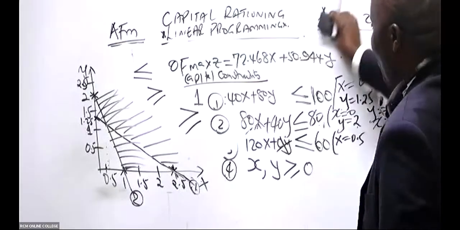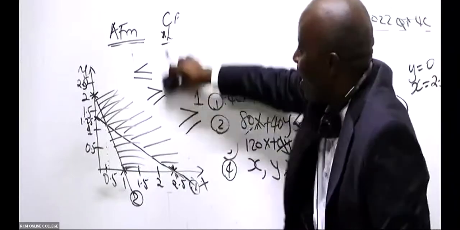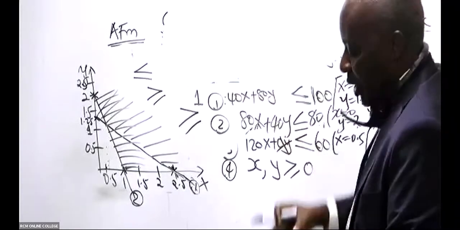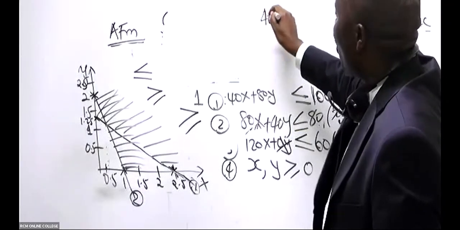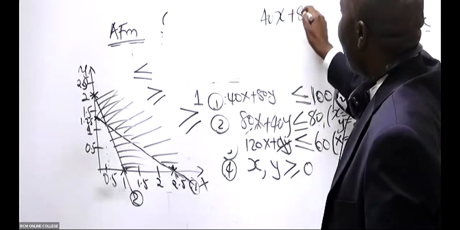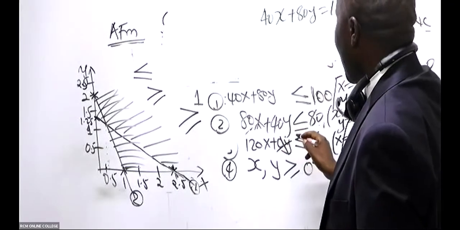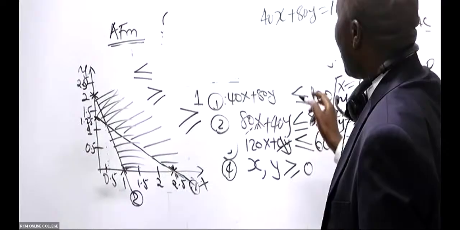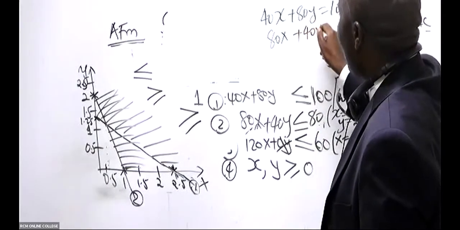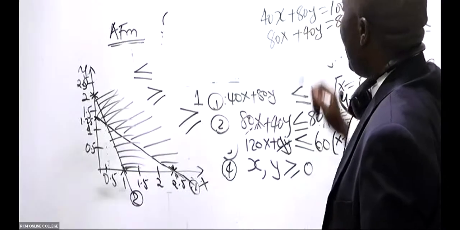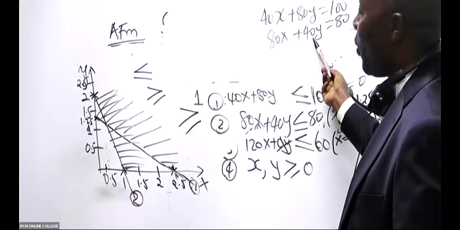If you're not able to read them because you don't have a graph paper, then we shall be able to solve them simultaneously, and then we get to know where they belong. So if I solve for them simultaneously, constraint 1 is 40x plus 80y equals 100. The second one is 80x plus 40y equals 80. In this case, it will be very easy for me to eliminate y.